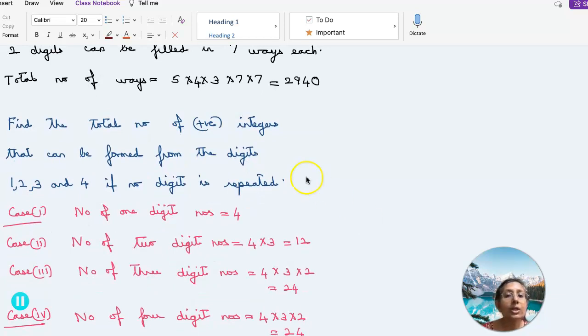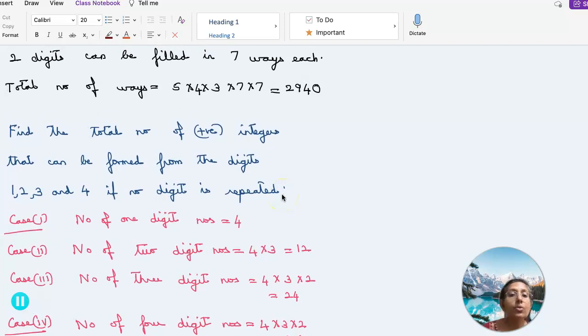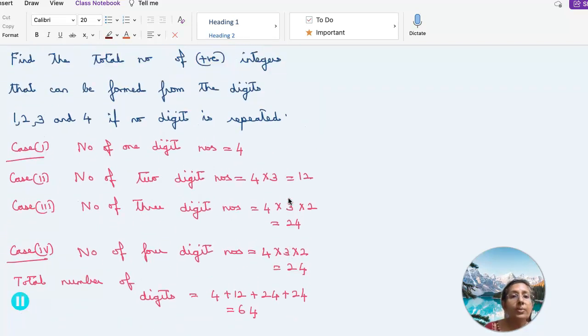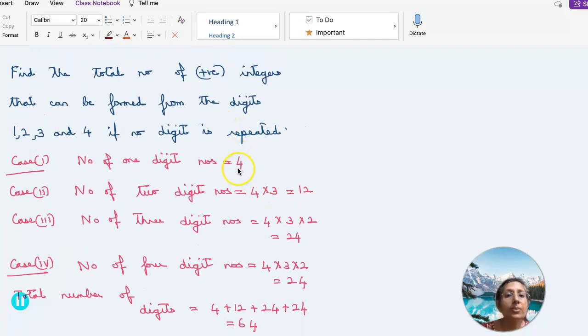Find the total number of positive integers that can be formed from the digits 1, 2, 3 and 4 if no digit is repeated. This is the next problem. So now if no digit is repeated, number of 1-digit numbers is just 4 and number of 2-digit numbers will be 4 because there are 4 and the second digit can be filled in 3 ways, which is 12.